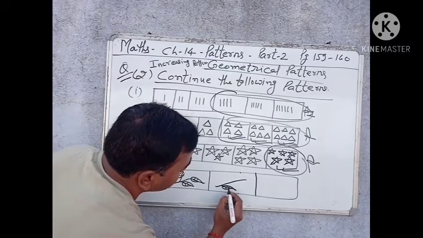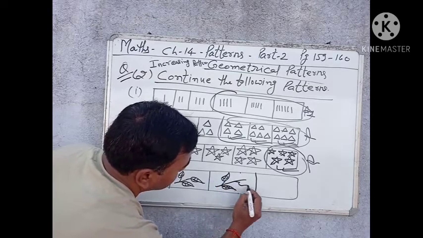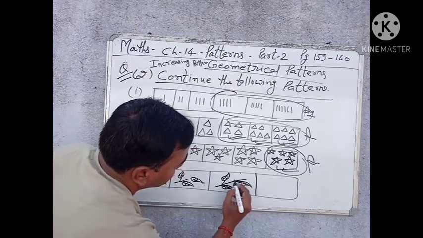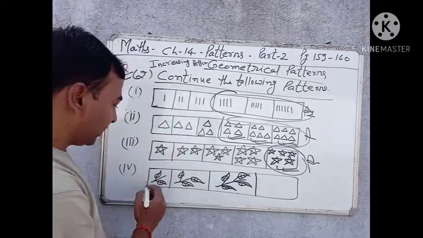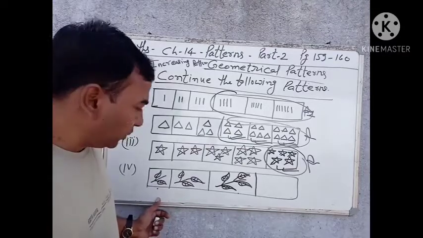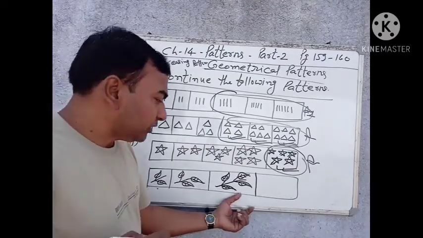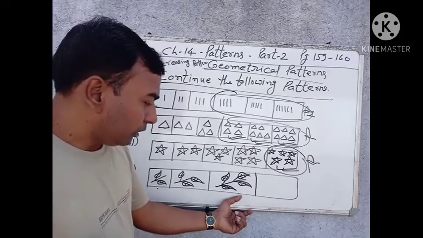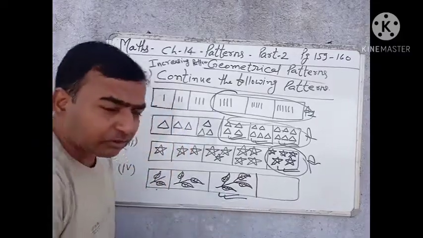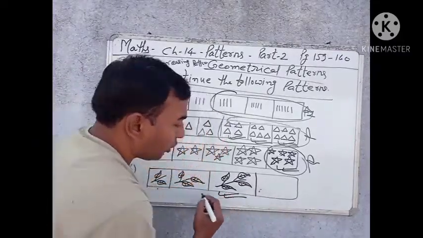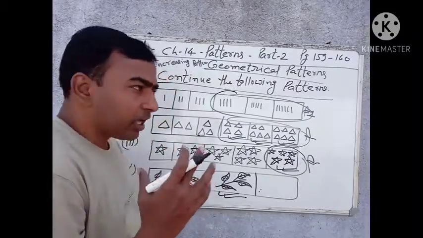Like this: 1, 2, 3, 4. Okay, so this is our answer. The number of leaves is 2 in the first box, 3 in the second box, 4 in the third box. And the last one, we will draw 5 leaves in the last box.